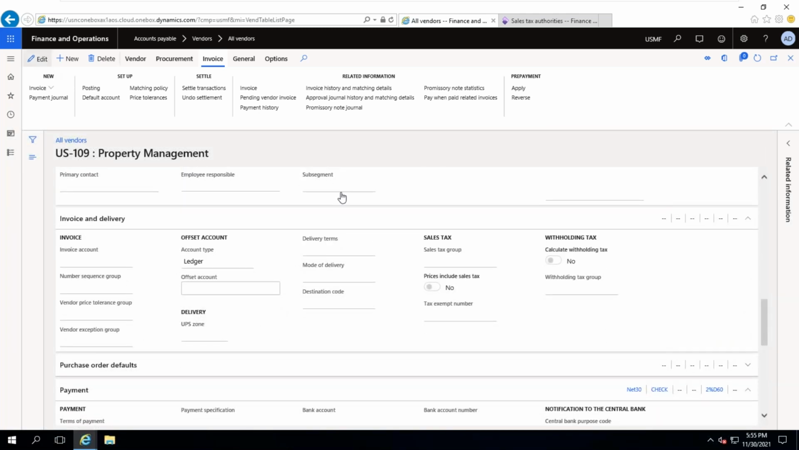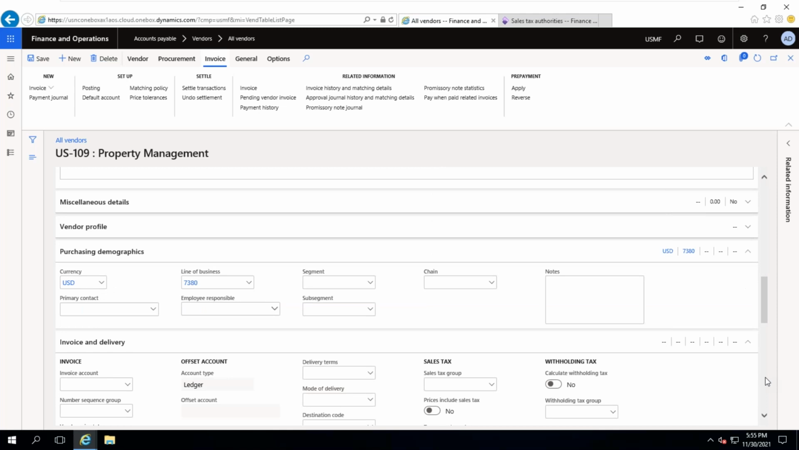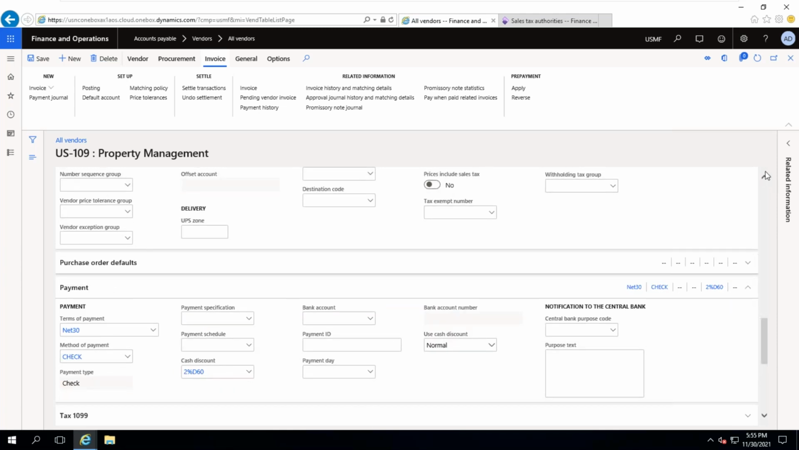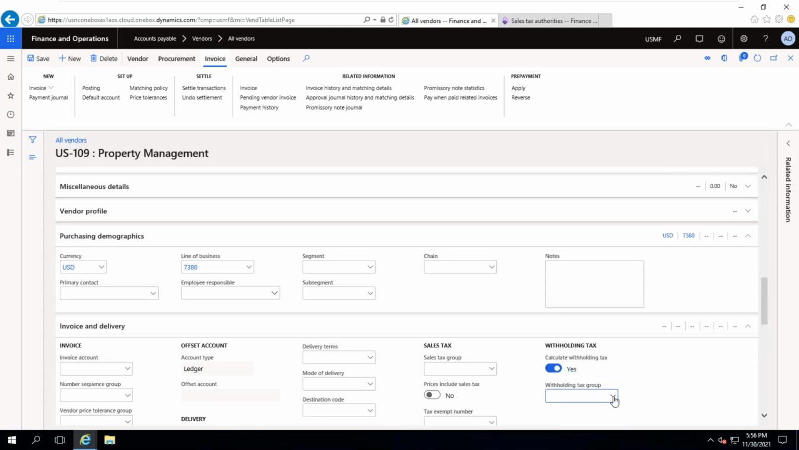Click on edit. Go here, invoice and delivery tab. Enable withholding tax codes, and then map this withholding tax code. This is setup. It is a must. I will give you more details about what this is. Let me show you in the application, and then I will come back to explain.